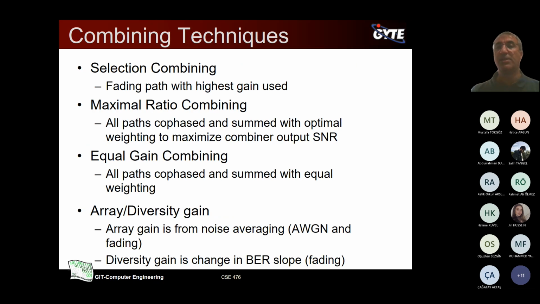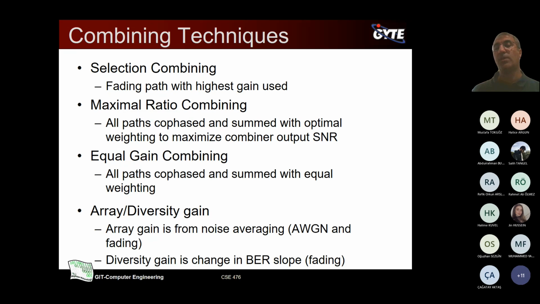Let's summarize shortly these combining techniques. In selection combining, we receive from the multiple paths, and we only select and use the path that has the highest gain. We ignore the others. That's why it's called selection combining. The other one is maximum ratio combining. This is the optimal solution. All the paths are co-phased, aligned, and then we multiply with the optimal weight so that we can maximize the output SNR.